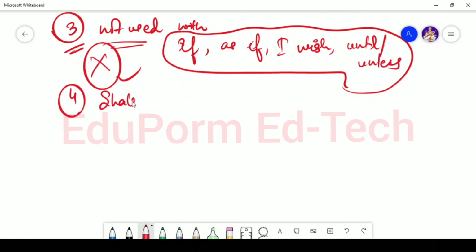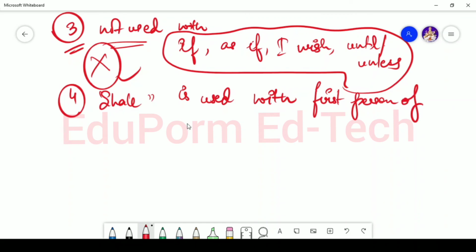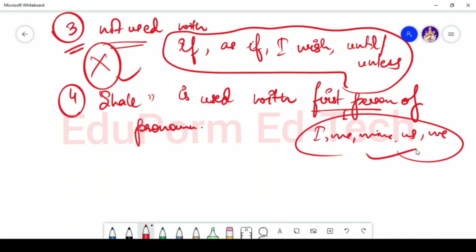Again, the fourth rule. The uses basically have some of the rules. Now shall is used. In some places you will see that they will either use shall or will, so you might be confused about what is the appropriate use of shall or will. Shall is used with the first person of pronoun. What is the first person? First person of pronoun means if you're talking about I or me or mine, or us or we. In this case, it is the first person.